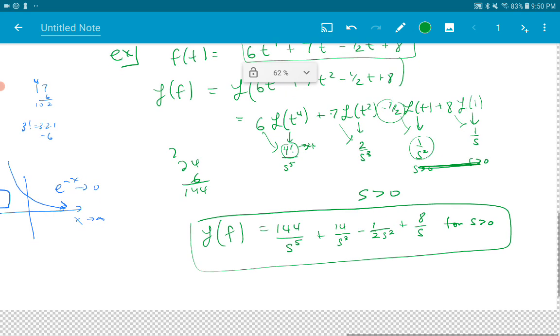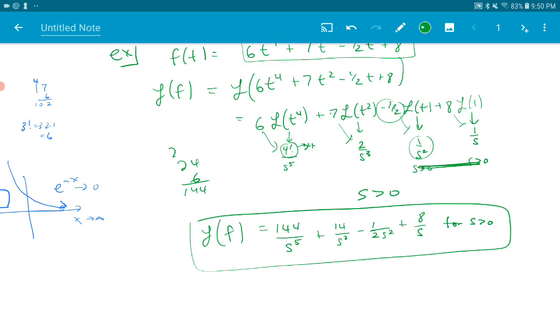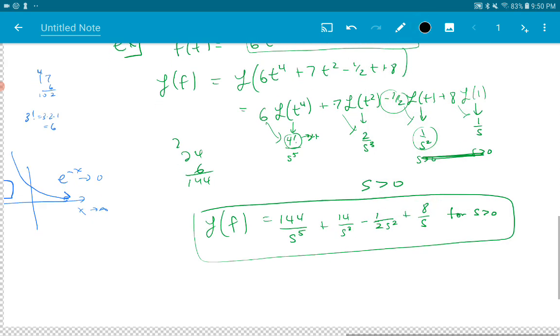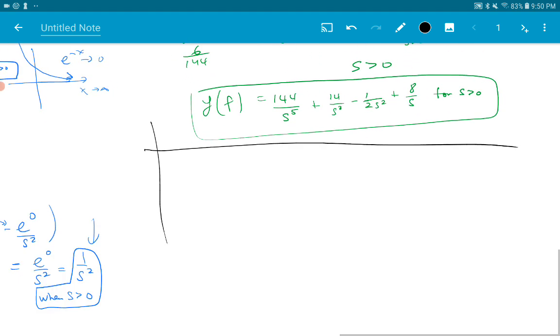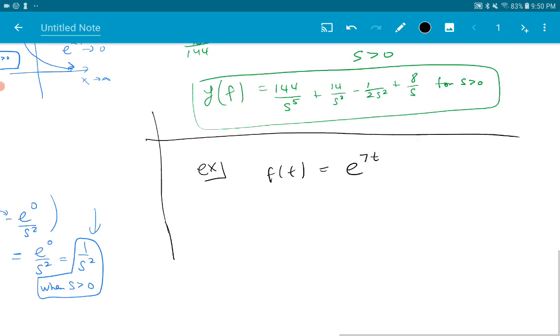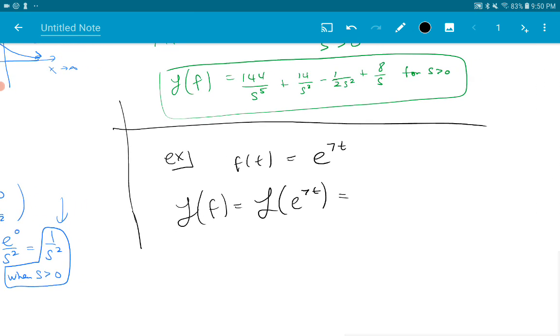All right, let's do our first function that's not a polynomial. We'll add this to our table. So here's a function. How about e to the 7t? It's a perfectly valid function of t. And let's compute the Laplace transform. So this will be the Laplace transform of e to the 7t. It's going to produce a function of s.